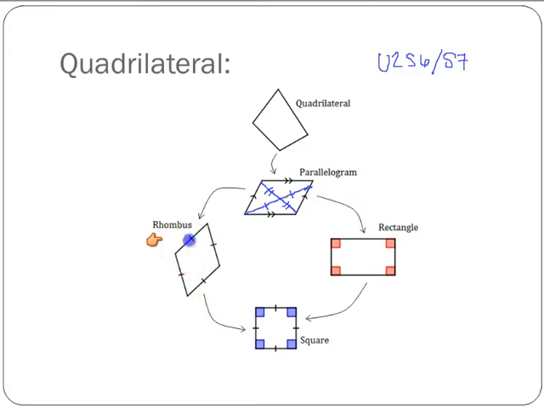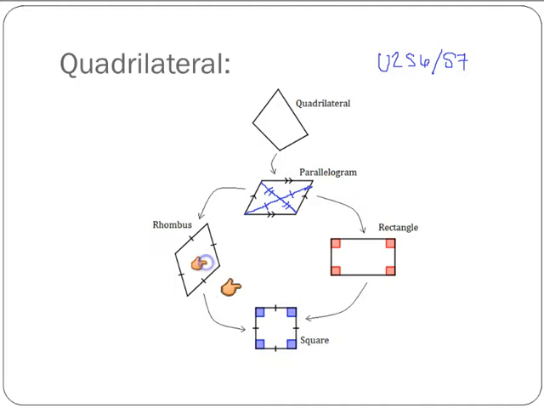So rhombuses will have all sides congruent, but their angles are not right angles, because some of you might be thinking, well, a square has all sides that are congruent. So what makes a square different from a rhombus? And that's the angles. So in a square, all sides and all angles will be congruent, where in a rhombus, not all angles need to be congruent. Now a rectangle has some characteristics of a square, right? All angles are right angles, but not all sides need to be congruent.